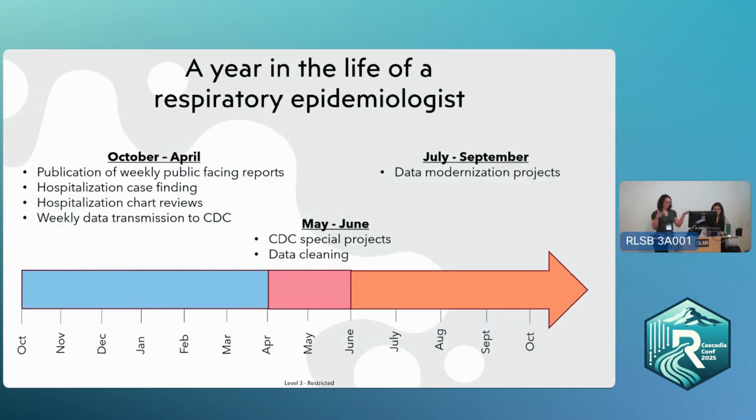And so from October through April, we are focused on collecting hospitalization data. And so we collect that data, we conduct chart reviews, we submit data to CDC on a weekly basis, and then we also publish our respiratory data publicly for everyone to see on a weekly basis. At the end of each respiratory season, we spend about 3 months cleaning all of the data we collected. We prepare it all and send it over to CDC for analysis, and we also conduct several special projects for CDC. And then we get to July, which is the most fun time of the year.